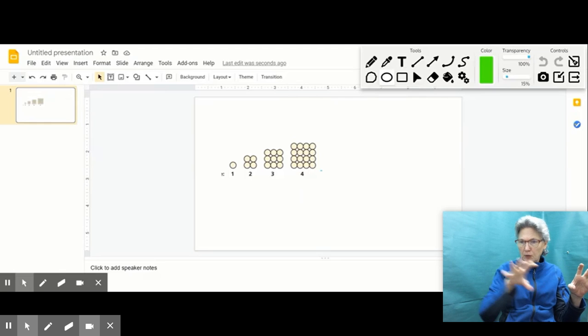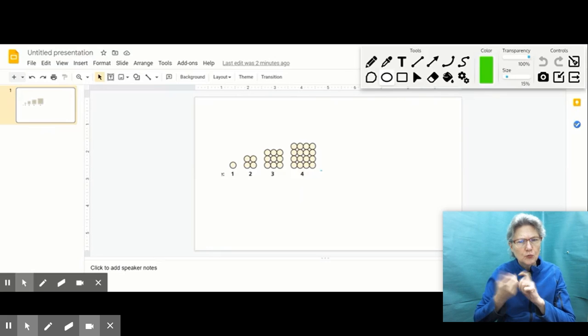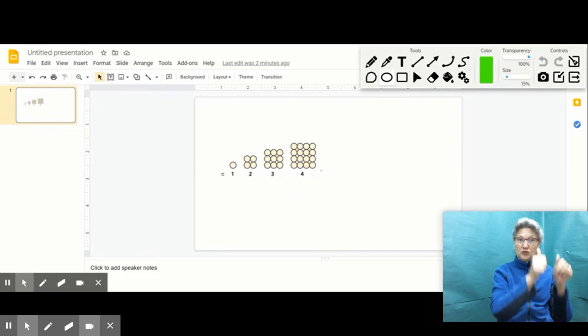Let's figure this out. Well, I see figure 1 has 1 circle. In figure 2, I see 4 circles. Figure 3, I see 9 circles. How is that changing? What do you notice as a change? Well, I see that from figure 1 to figure 2, the number of rows increased by 1 and the number of columns increased by 1.